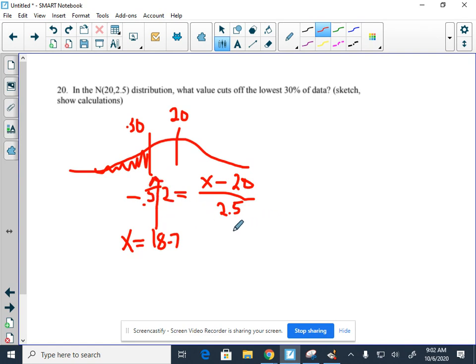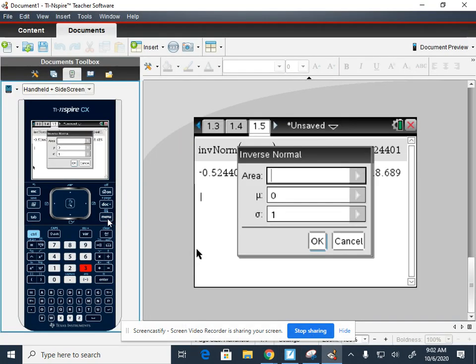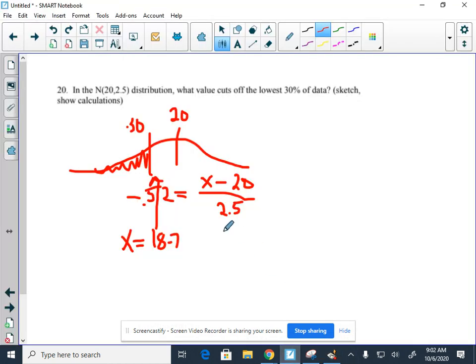Okay, so now you can do this the fast way. You can go menu 653, you put in the 30, you put in the 20, you put in the standard deviation of 2.5. It'll give you the answer right away. The disadvantage, you won't have the z-score, and I want to see the z-score. I want to see that work. So this would be 3 points, one for the curve, one for the z-score, one for the answer. If there was a fourth point, it would be for context.